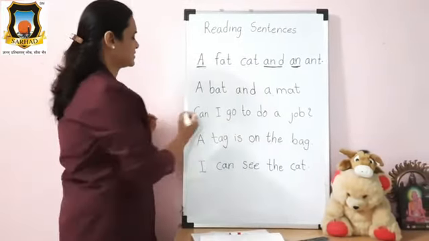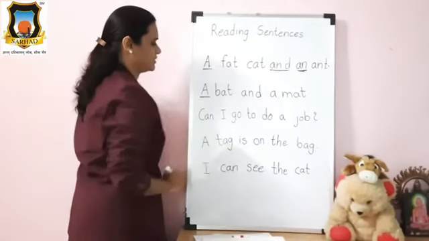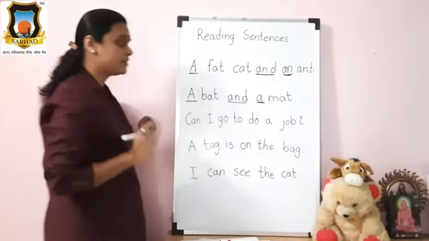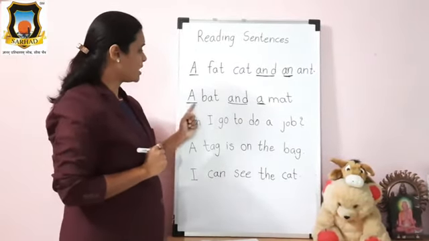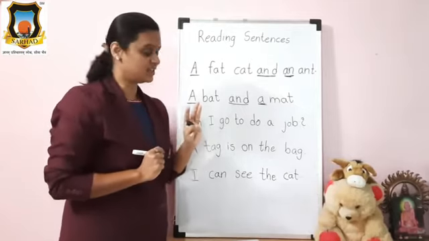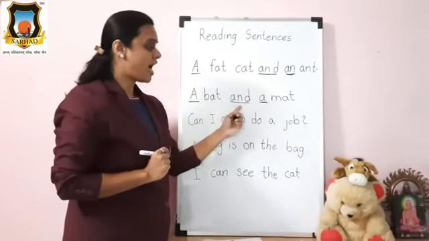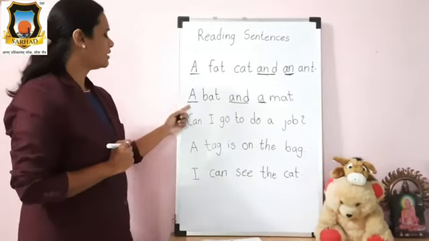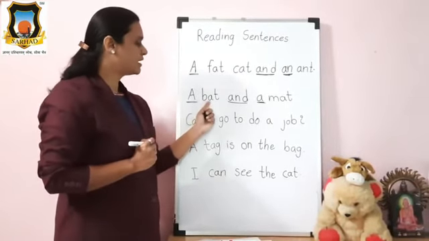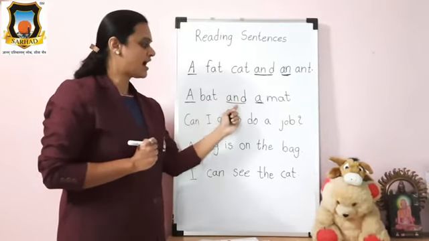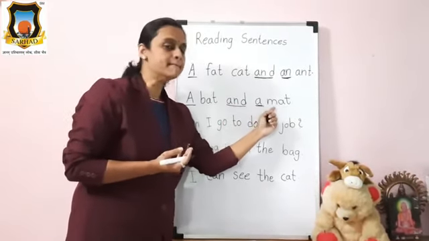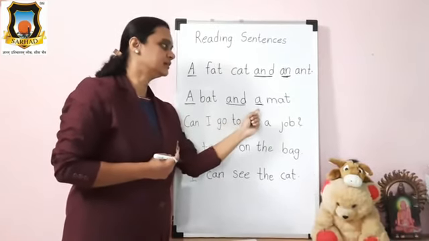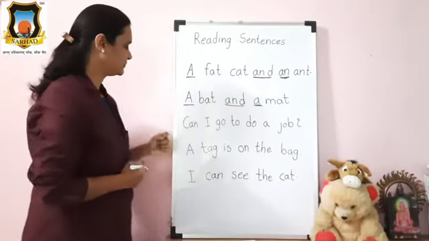Now, next. Here, how many sight words in this sentence? One, two, three. A, and, a. Come on, read. A bat and a mat.